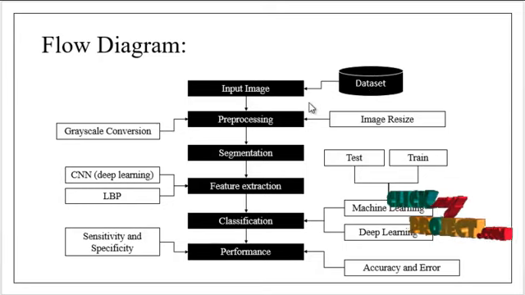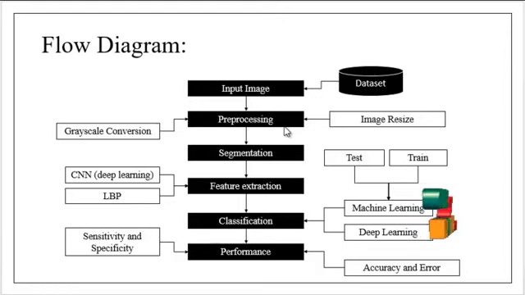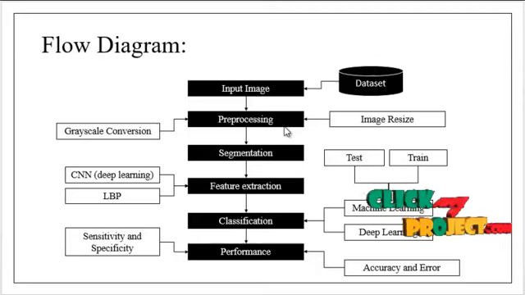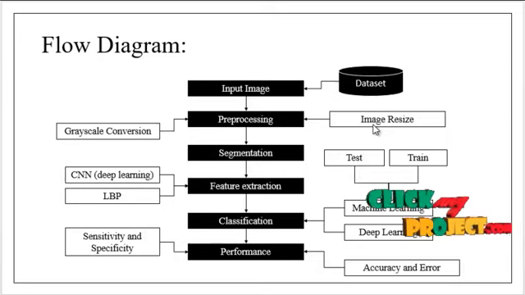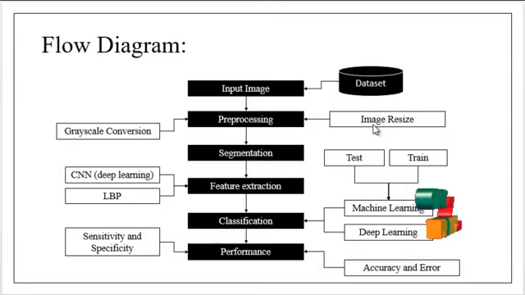After getting any one image from the input, the pre-processing will be carried out. In this pre-processing, actually 2 stages of pre-processing will be there. One is the image resize, and the other one is the grayscale conversion. The purpose of image resize is to resize the image with respect to the number of rows and the number of columns.